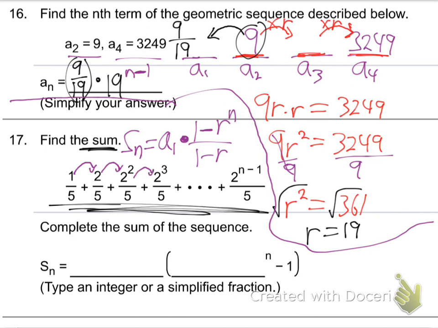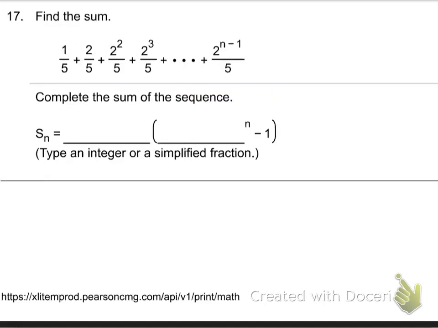Is the 5 on the bottom changing? No, that's just always there. We're not multiplying by that. So what are we multiplying by every time? The top by 2. The R is 2, isn't it? Do you see that? But if you're not sure, just take the second term over the first term. I'm going to go to a fresh screen and do that.